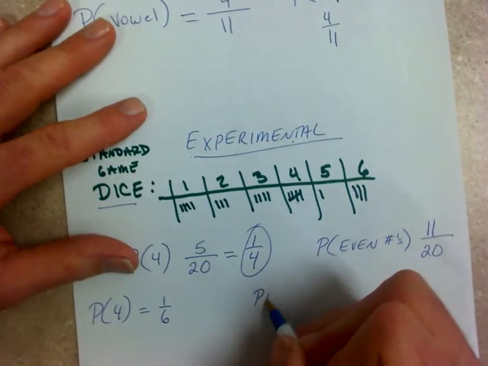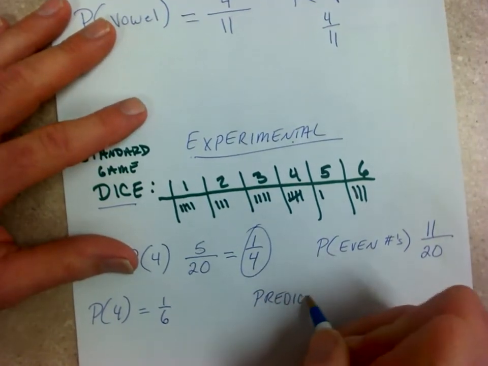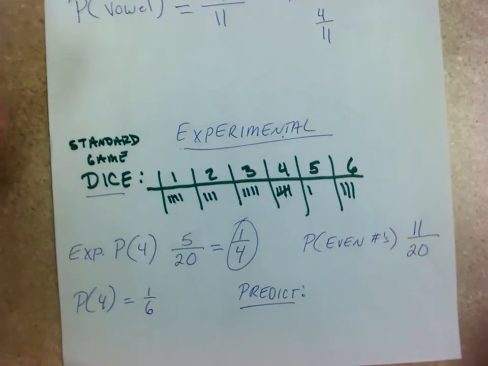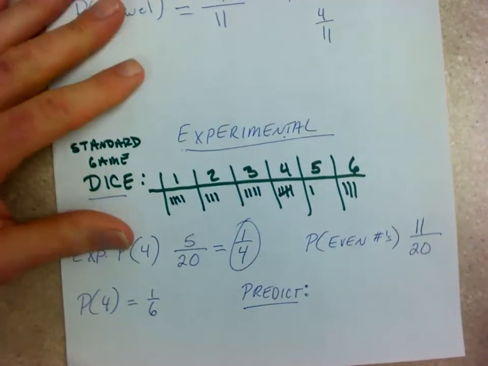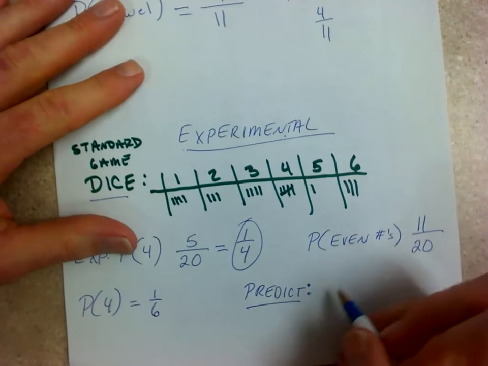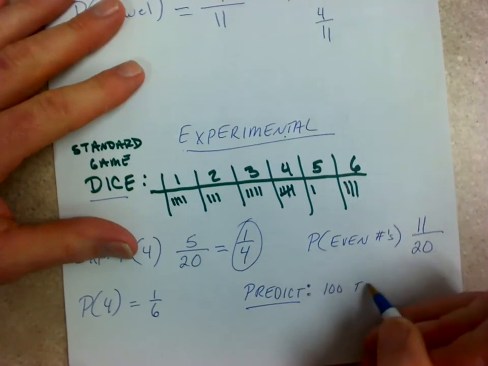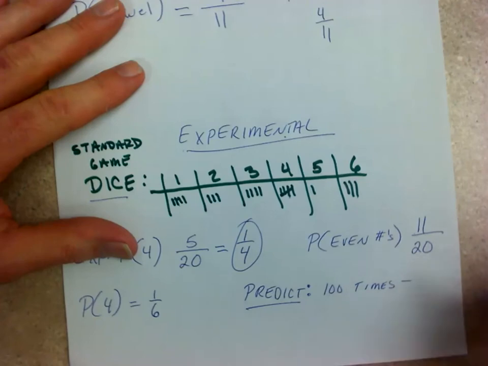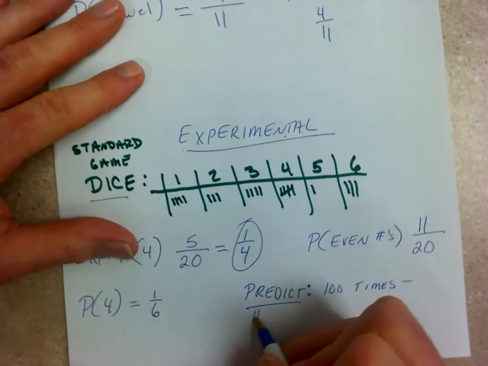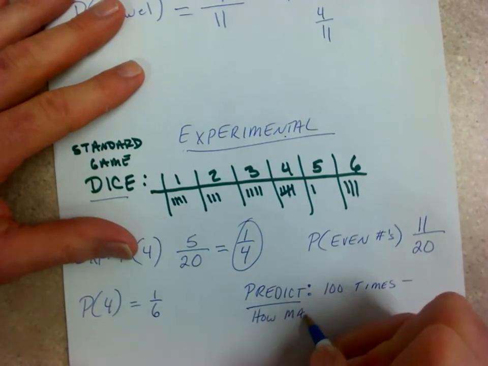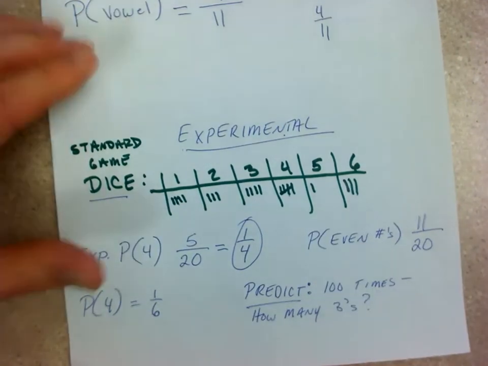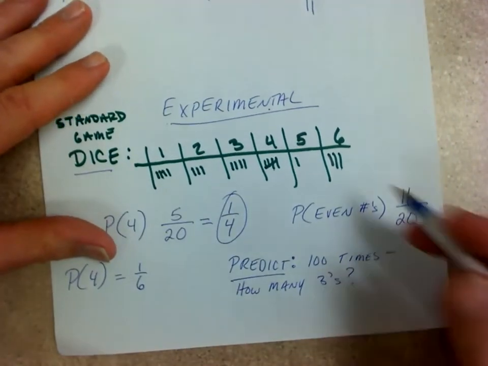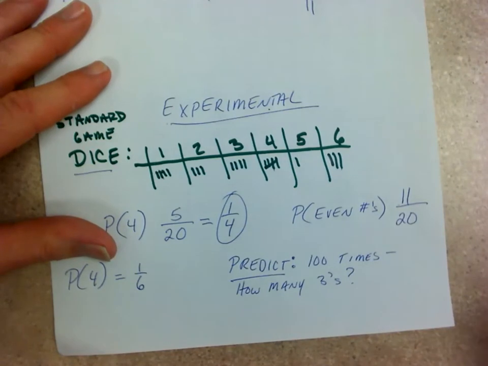Prediction. We can use our experiment to also predict. Based on our experiment, if we were going to roll the dice 100 times, how many 3s would we get? Best prediction. How many 3s if we rolled the dice 100 times based on this particular experiment?